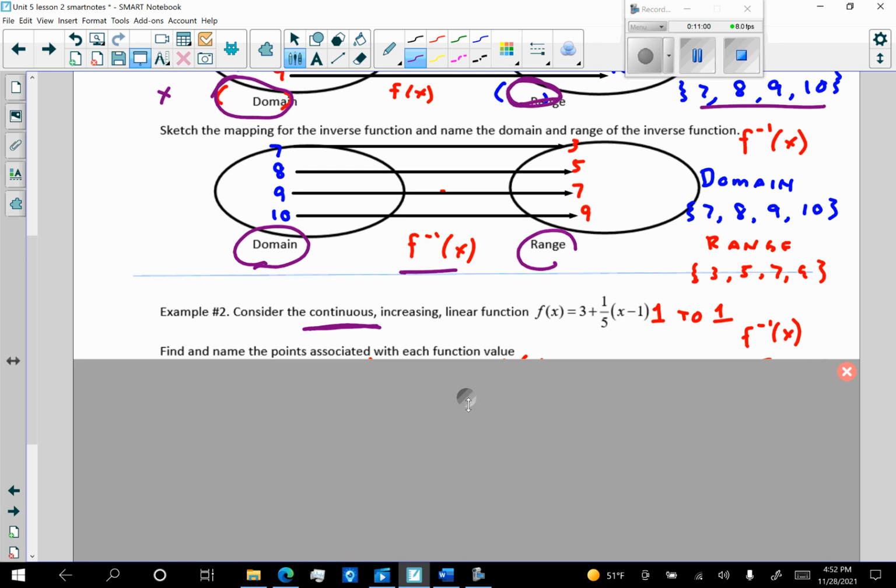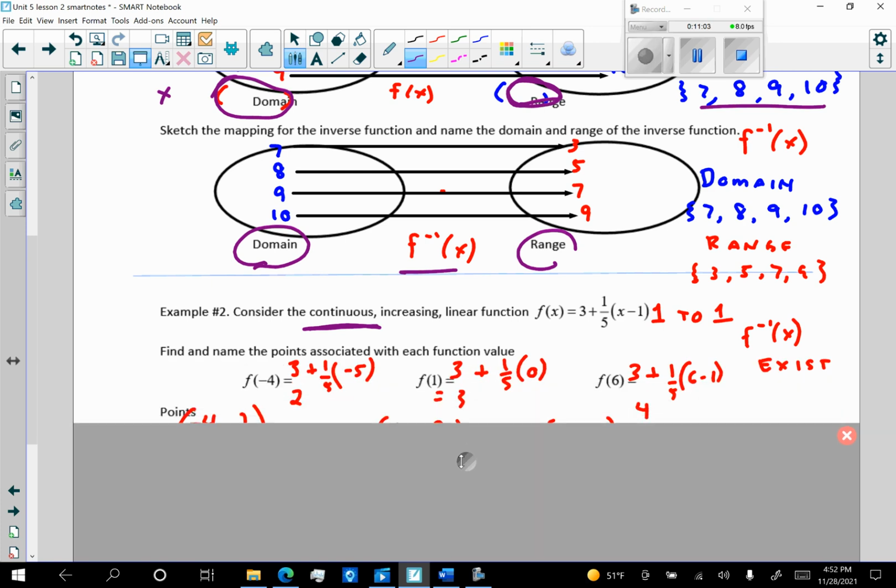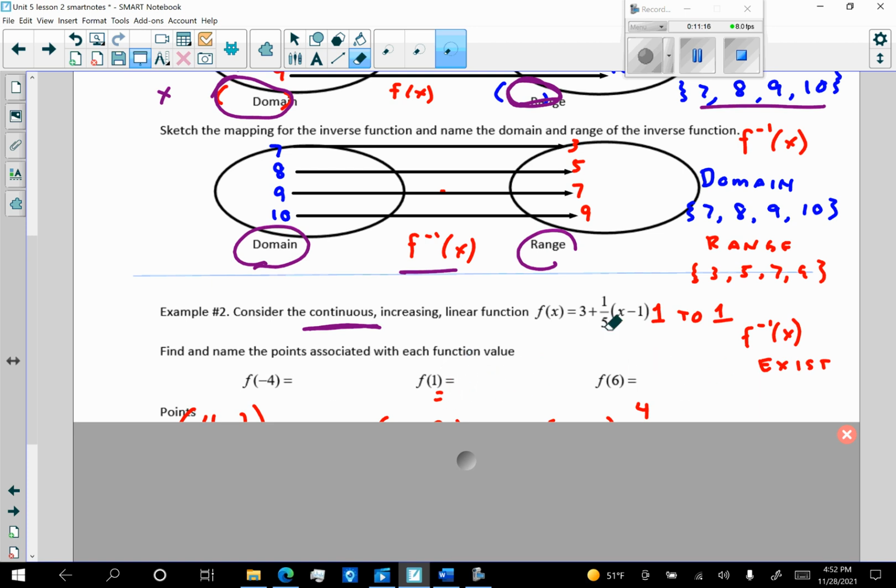And what I want to do for this particular example is find and name the points associated with each function value. So let's erase these here. I did this on a previous example. Okay, let's go f of negative 4. What's f of negative 4 going to be? I'm going to put negative 4 in here. This is going to be 3 plus 1/5 times negative 4 minus 1. 1/5 times negative 5 is negative 1. 3 plus a negative 1 is going to be 2.